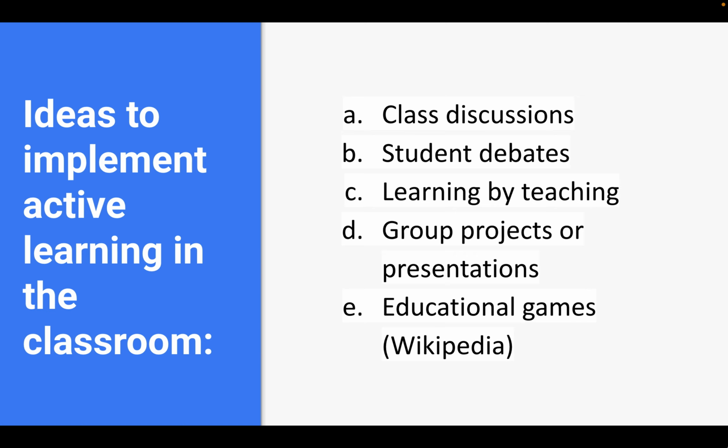So, some ideas to implement active learning in the classroom. First of which, one could partake in class discussions. An instructor could assign student debates or learning by teaching. Again, back to the idea of learning by doing. Group projects or presentations, and educational games.